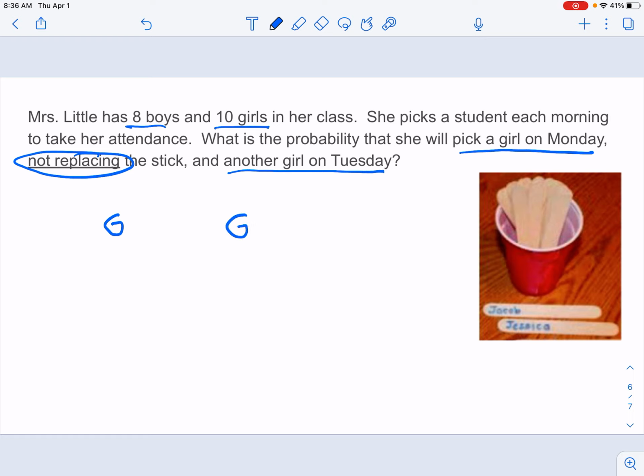So the first day, there's 10 girls and 18 total students. Okay, remember if we simplify that, that's 5 out of 9. Now, the first time that popsicle stick was taken away, okay? So a girl stick is taken away, so there's only 9 girls left. There was 18 total, but 1 was taken away, so now there's 17 left.